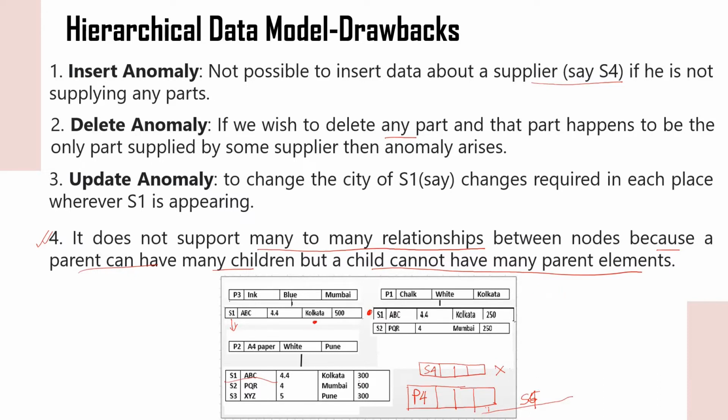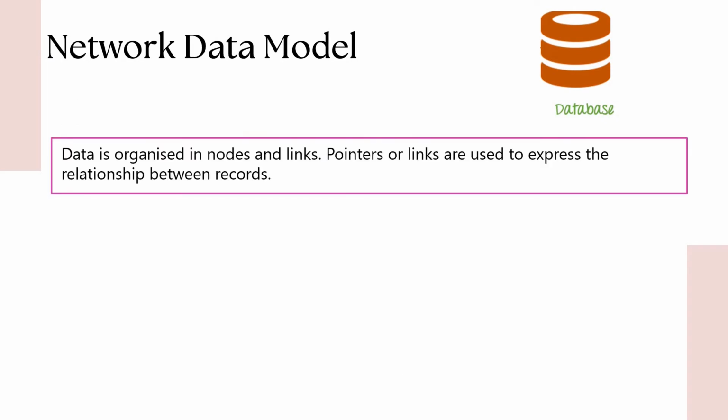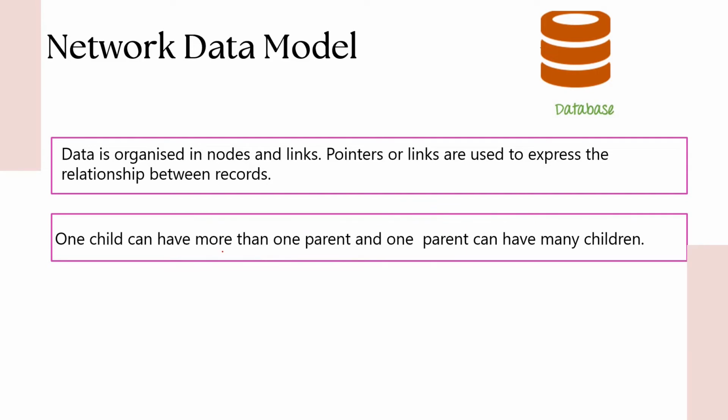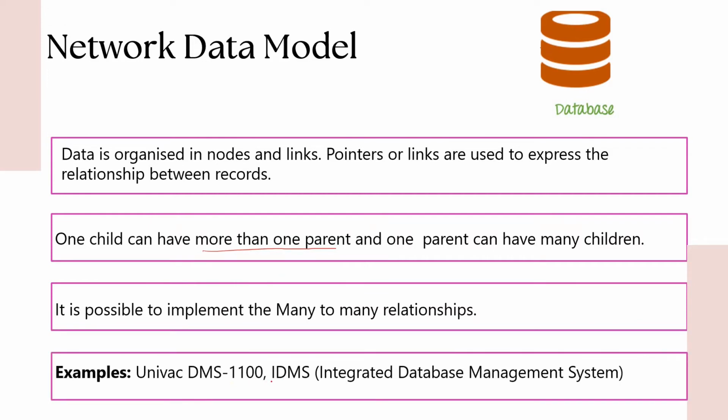Because of all these drawbacks, we had to discard the hierarchical data model, and then came the next model, which is called the network model. Now in the network model, everything remains the same. The only thing is that any dependent or any child can have more than one parent. Examples include UNIVAC, DMS-1100 and IDMS, Integrated Database Management System. This was given in 1969 by IBM.